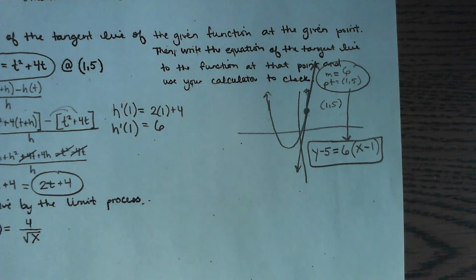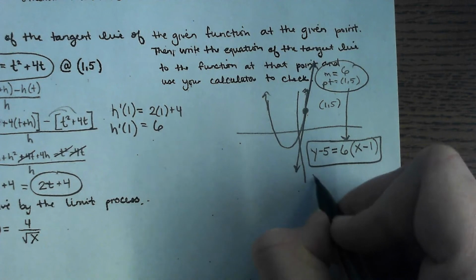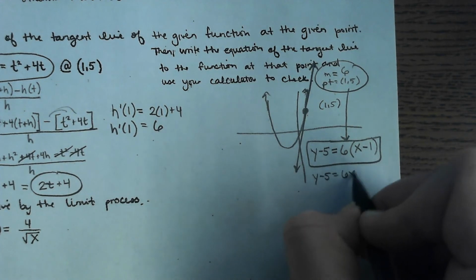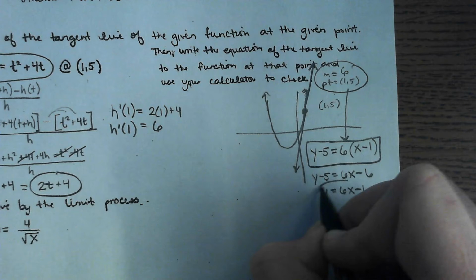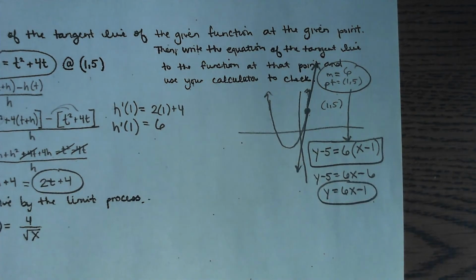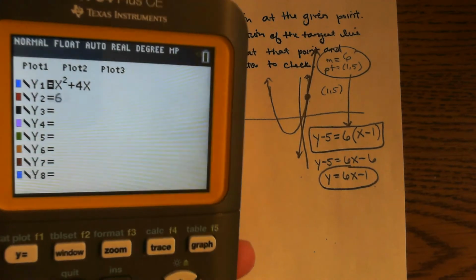If you wanted to, or if the directions said to, and they required slope-intercept form, this is point-slope form, slope-intercept form, you would just have to distribute your 6 and then add your 5 over. And actually, you may want that format just for the sake of looking at it on your calculator.